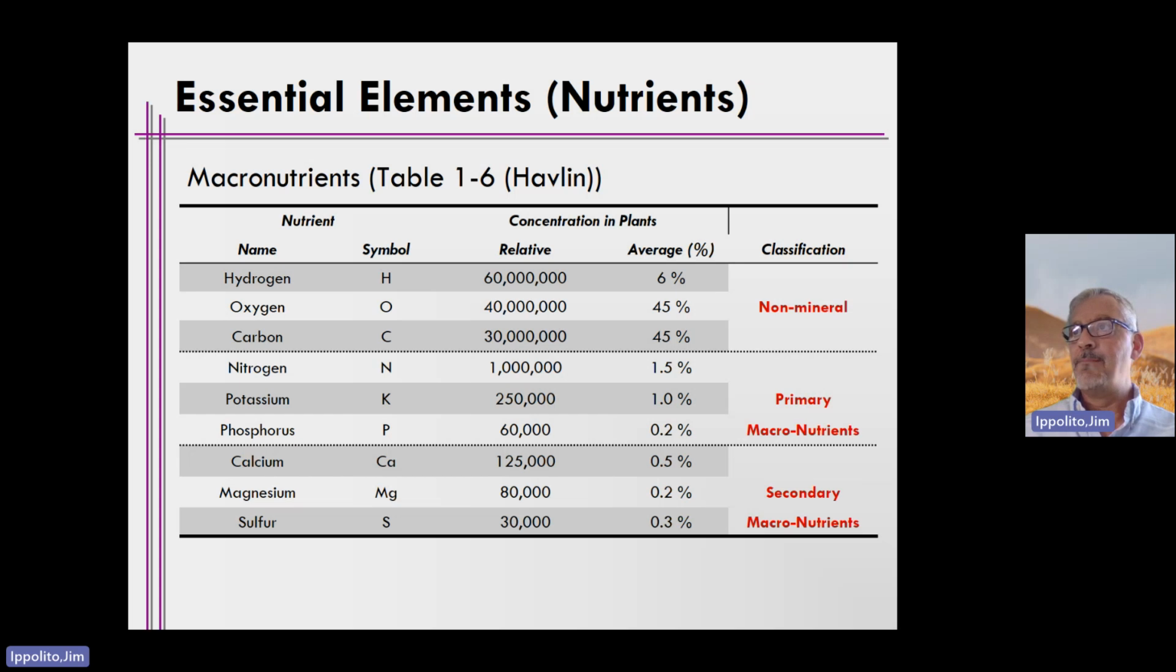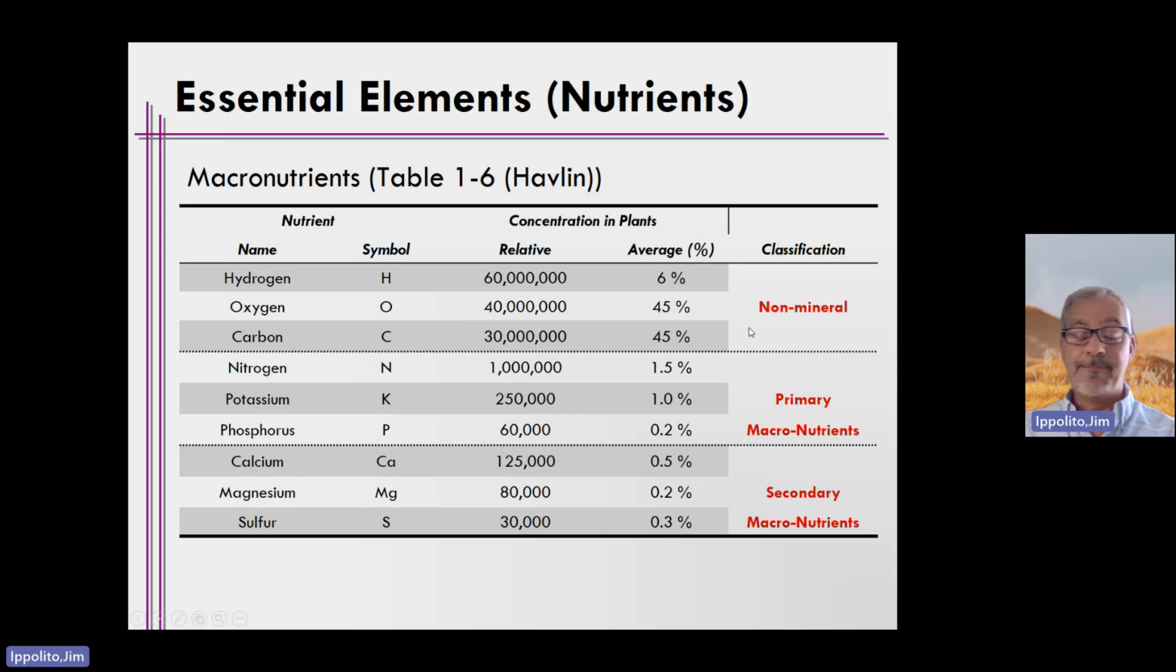And if you skip the relative concentration, let's look at the average concentration. Carbon and oxygen make up about 90% of all plants. And this is true. If you were to quantify these concentrations within plants, you would get roughly 45 and 45%. Hydrogen comprises 6%. So 96% of any given plant is comprised of these 3 elements.